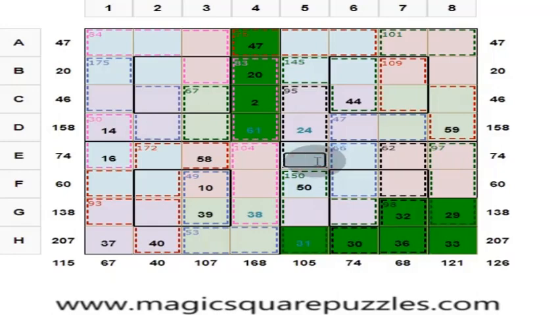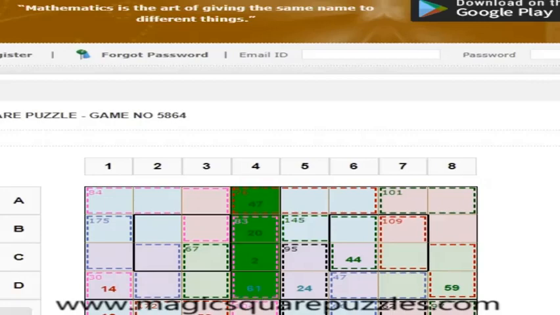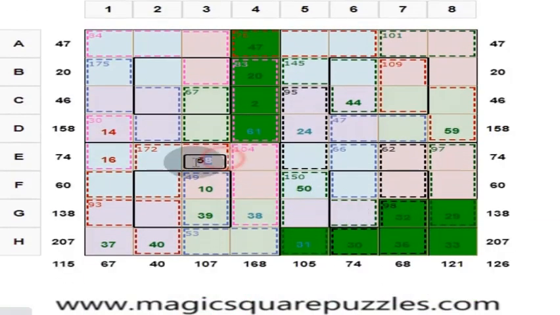14 should come, but it repeats. So something somewhere, some mistake has happened. Put here, check. Now we find out these are wrong. So calculations are wrong, but here it is 14 only. Okay, here it is 14.